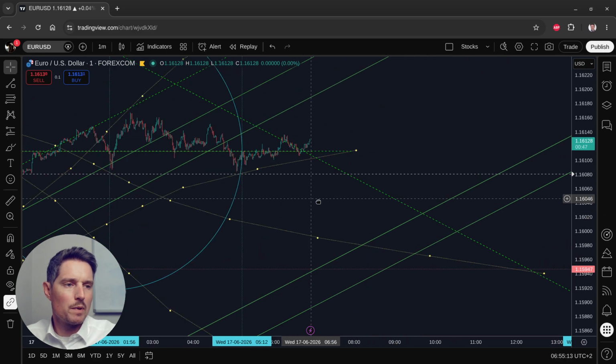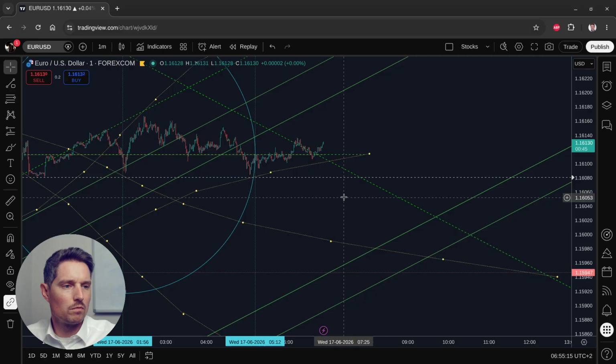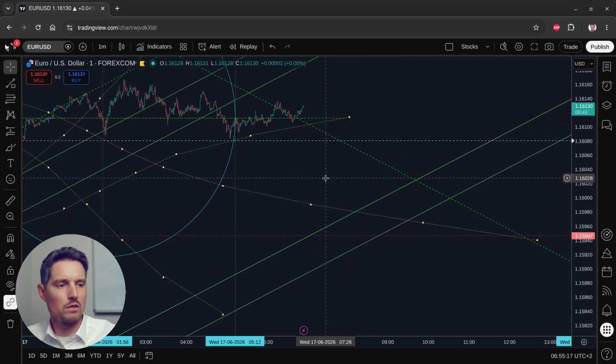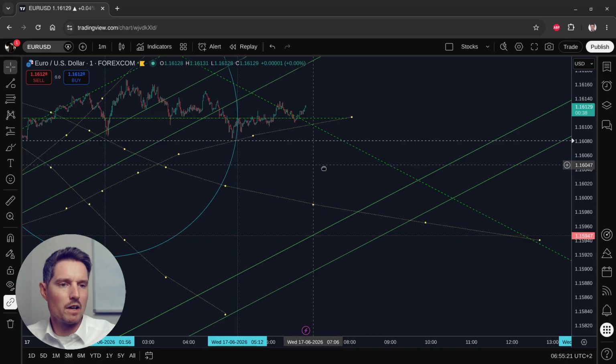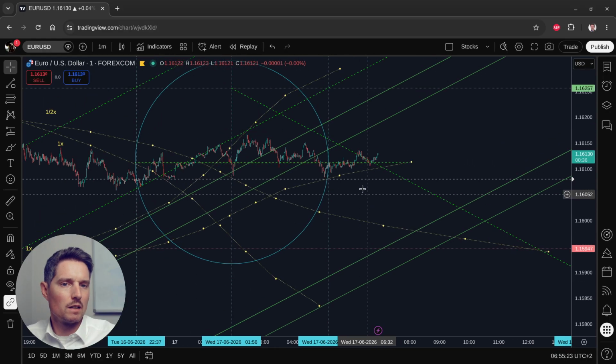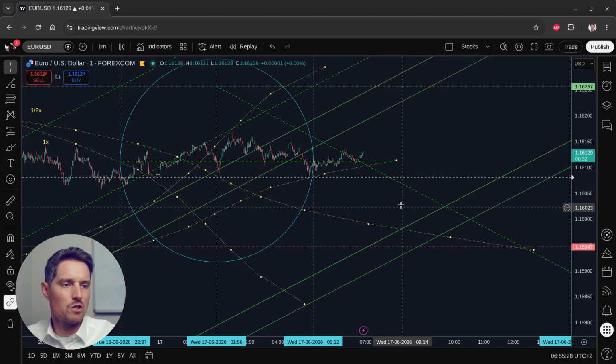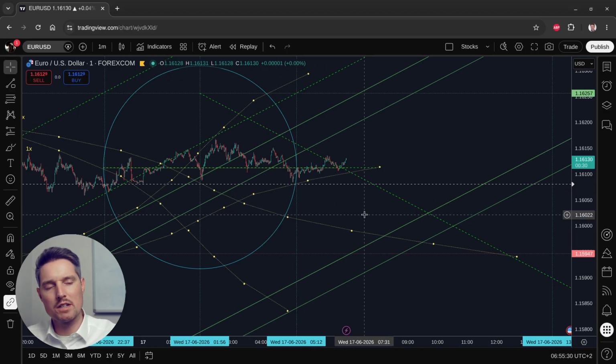The other possibility could be that price will explore the bottom of this rectangle here, and then at the same time retest the half x bearish price time flow path.